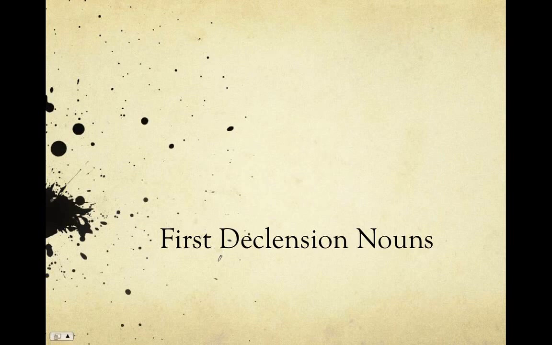Now, this lesson is going to cover the first declension nouns. Now, this term declension really just means pattern. Right? And it's the pattern that these particular nouns, these first declension nouns, follow when forming those different cases: the nominative, the genitive, the dative, the accusative, the ablative, and the vocative. So in this lesson, we're going to learn how to form the different forms of first declension nouns.